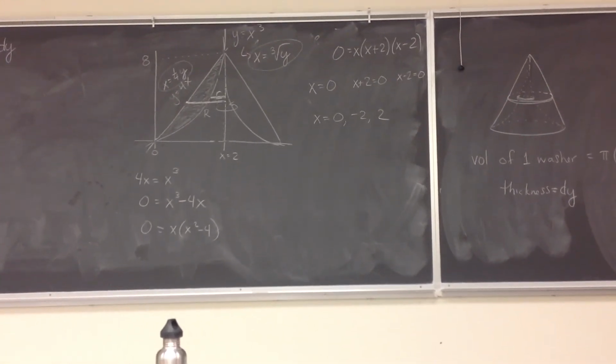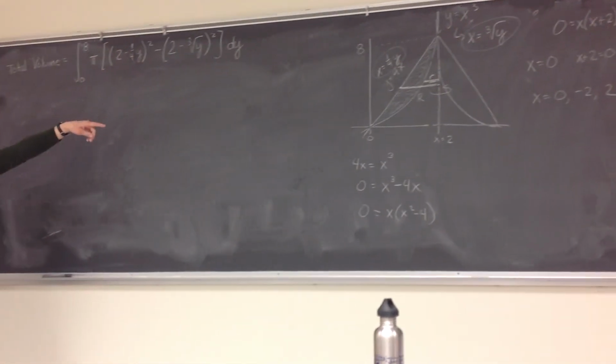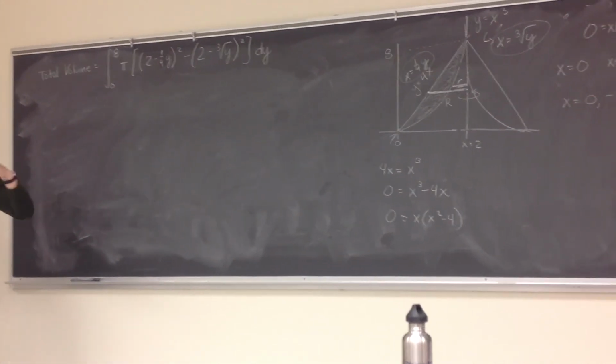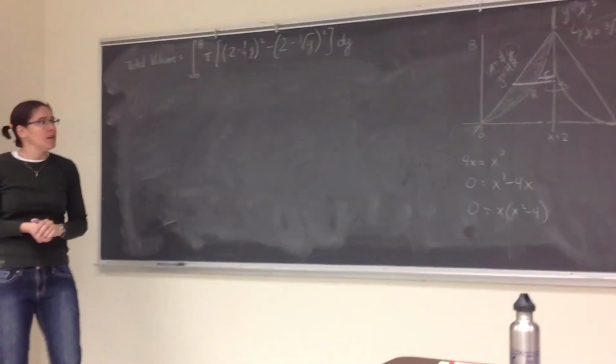Okay, so we now have an integral which describes the total volume of this solid with the funky convex inside. Any questions about that?